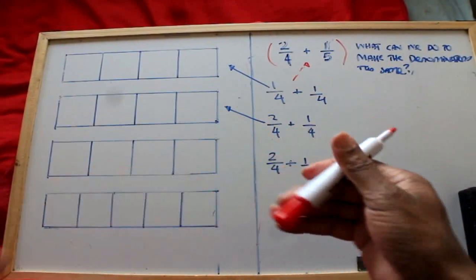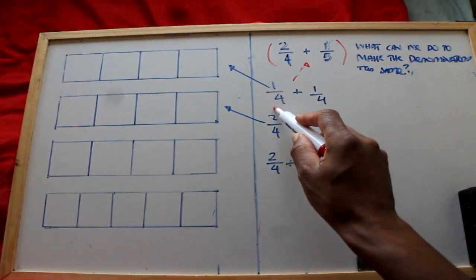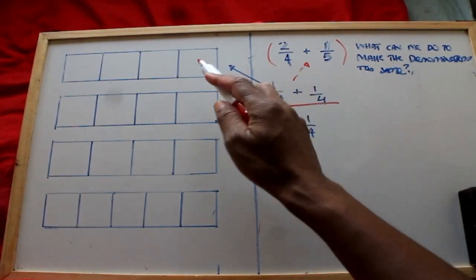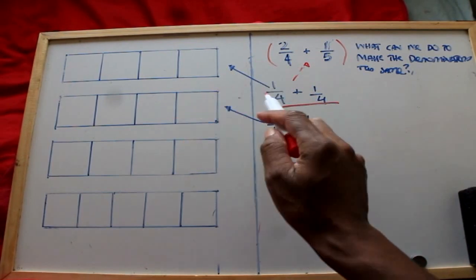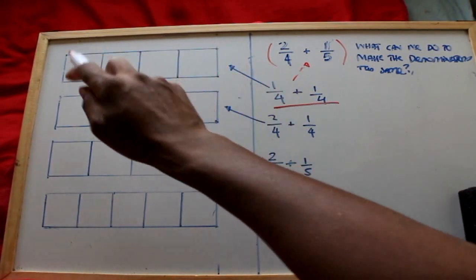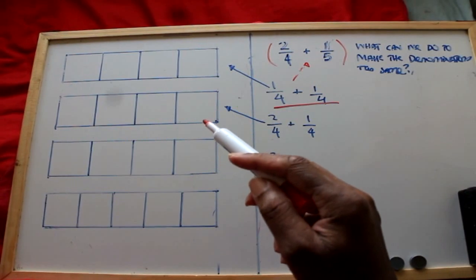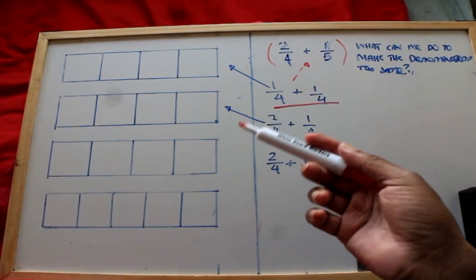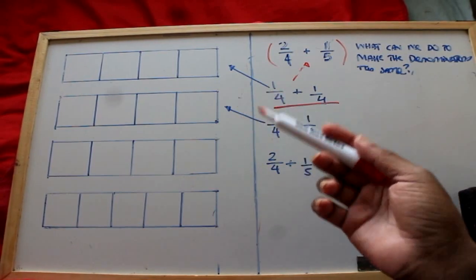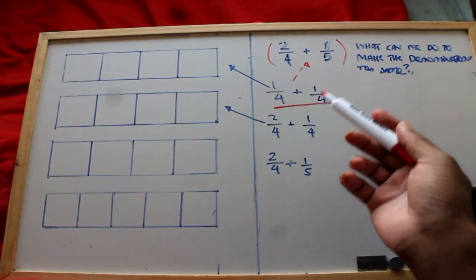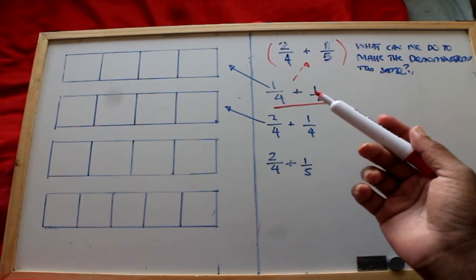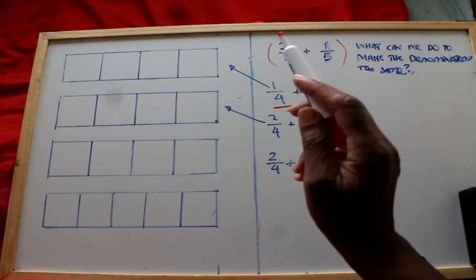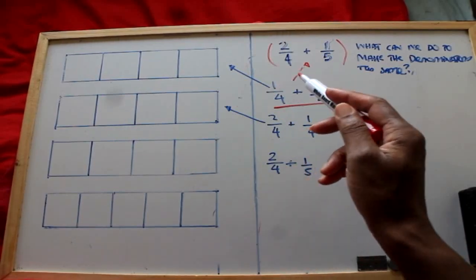So let's start by doing the sum 1 over 4 plus 1 over 4. Now remember, 4 in a denominator means that we have 4 sections, and we're choosing either 1 or 2 or 3 or 4 out of those sections, and that's what the top number, the numerator, is. So the denominator represents how many sections you've got, and the numerator represents how many you're going to choose.